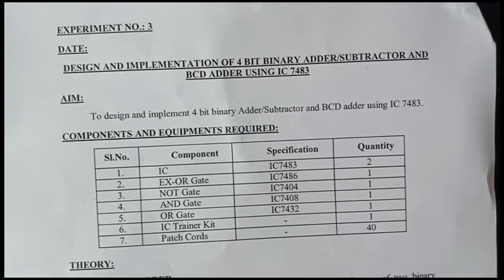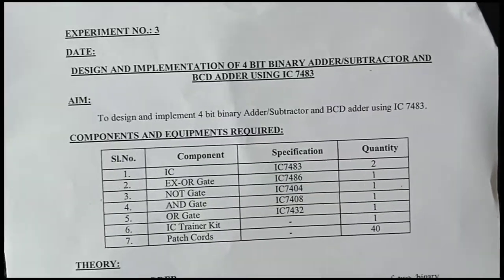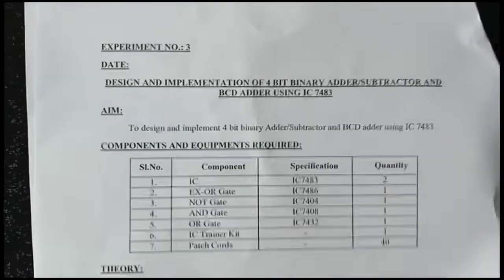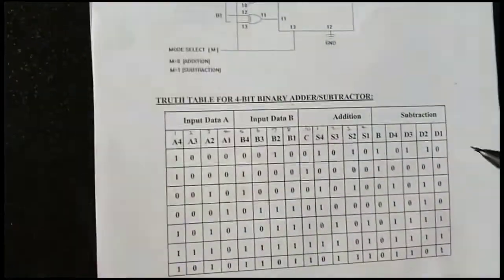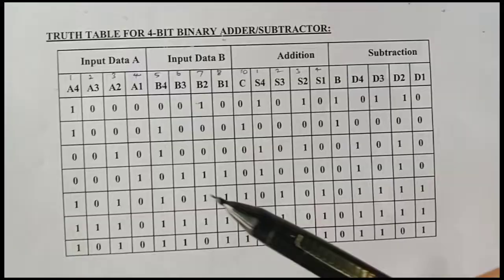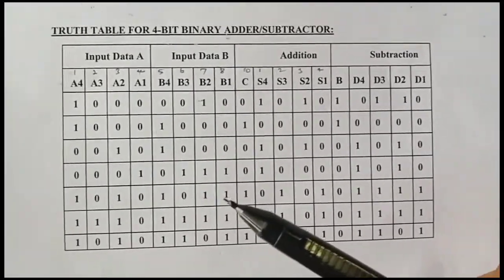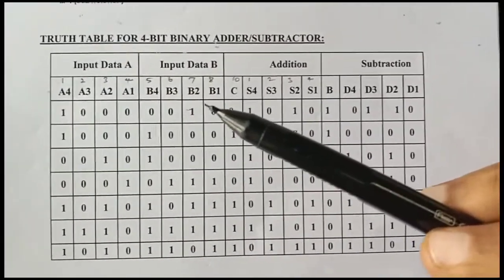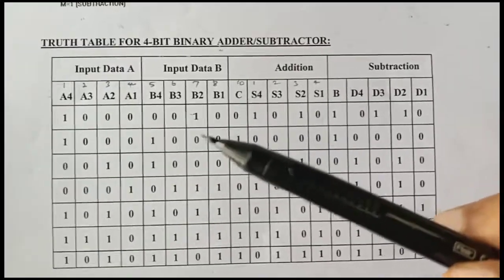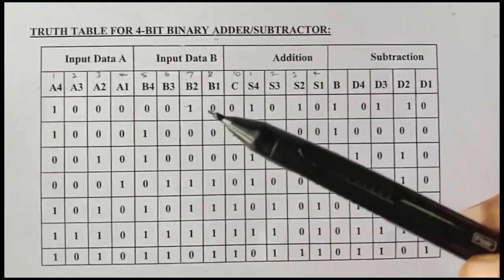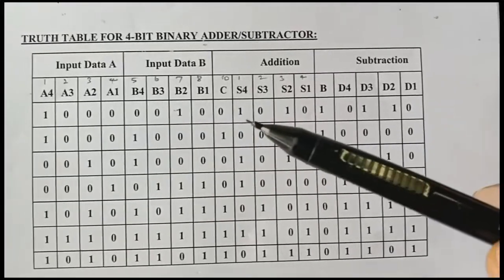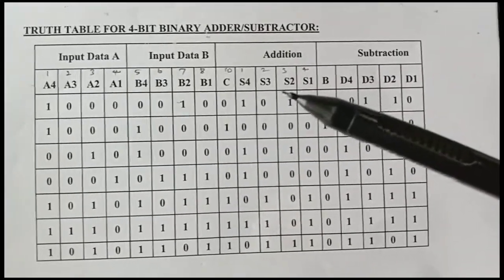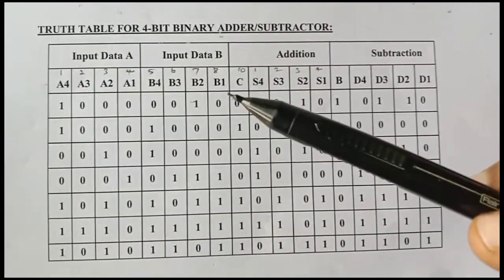4-bit binary adder means we want to add two 4-bit binary numbers. These are our inputs. Input set A has 4 bits A4, A3, A2, A1 and input B has B4, B3, B2, B1. We want to add these two 4-bit binary numbers. The output is the sum S4, S3, S2, S1, a 4-bit sum value, and 1 carry is available.